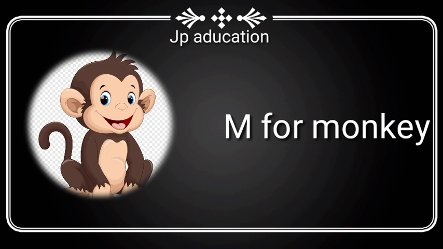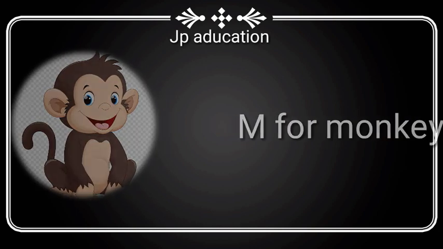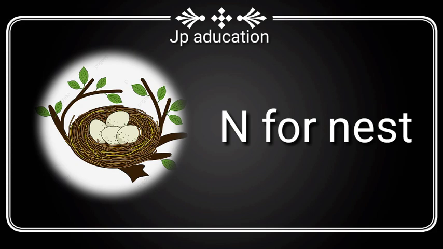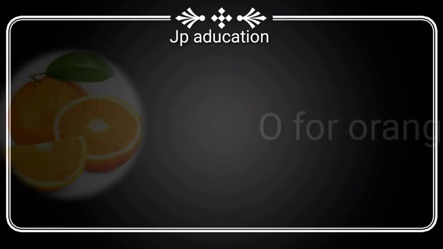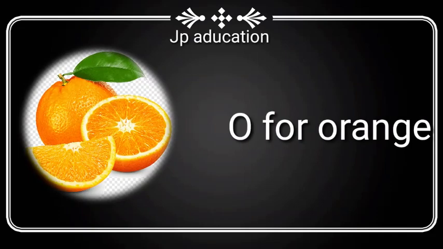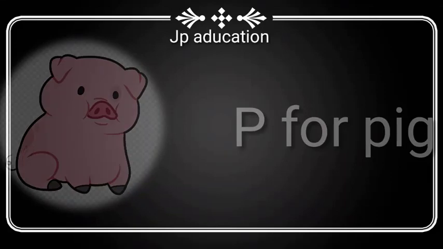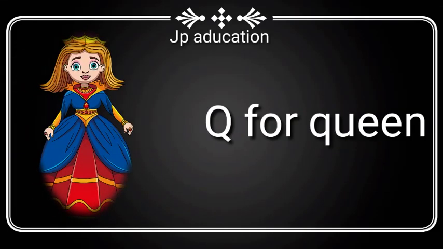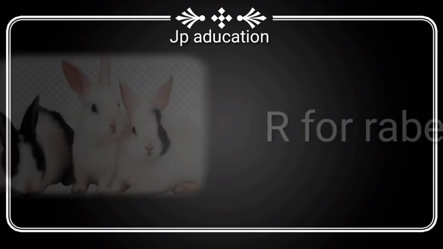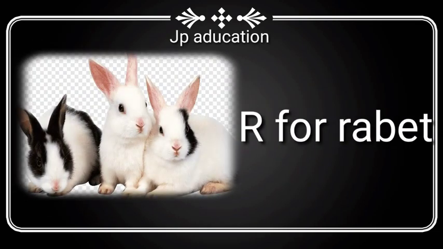M for monkey. N for nest. O for orange. P for pig. Q for queen. R for rabbit.